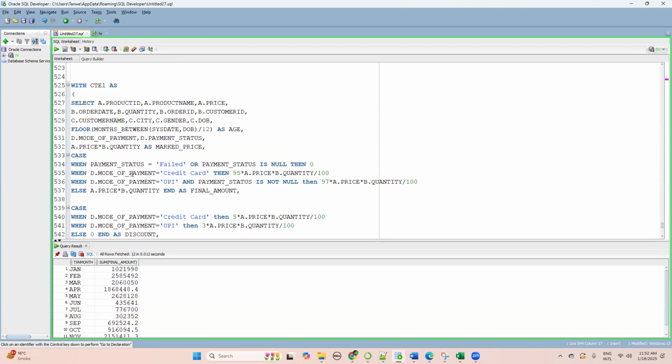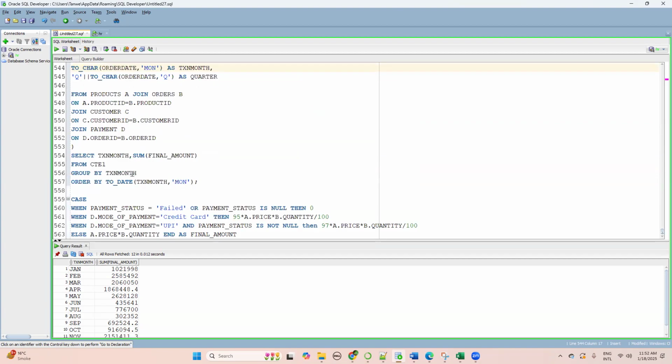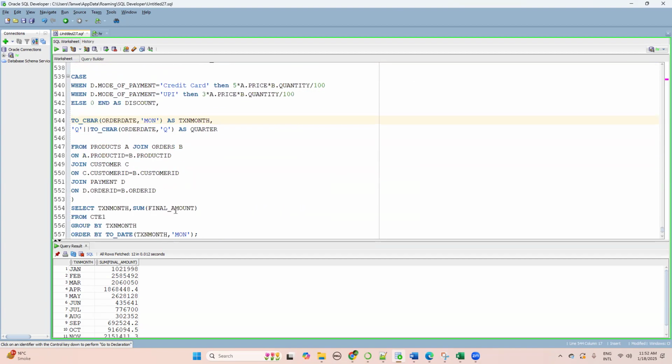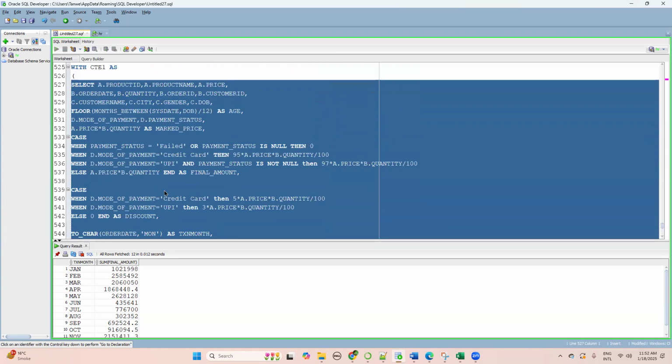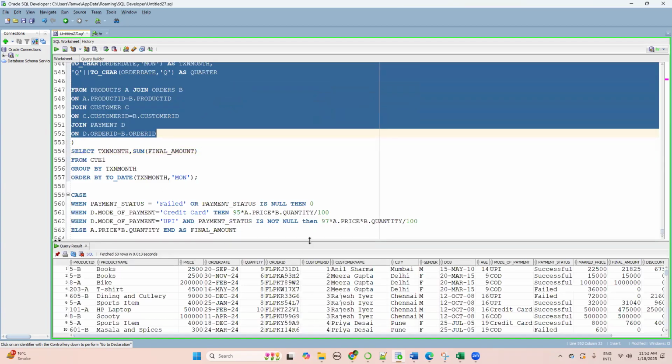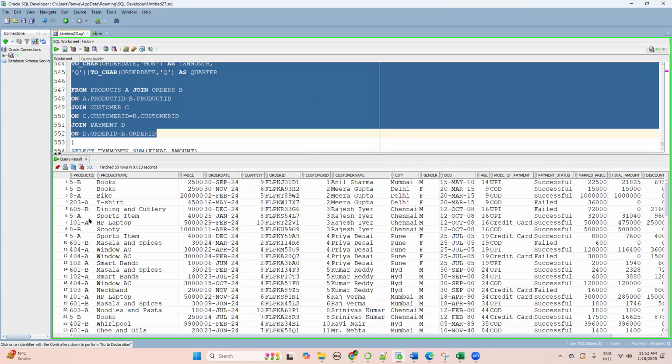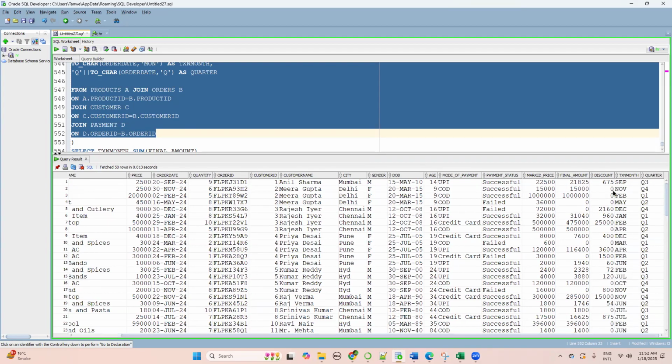Okay, now let me run this query. First of all, I will run this query only. ये CTE के अंदर जो है ना, this one. I will execute this alone. Now see, I got the complete detail. Product ID, product name, price, order date, quantity, order ID, customer ID, and all those things, right? Now see those case wala examples. We got the final amount and the discount.